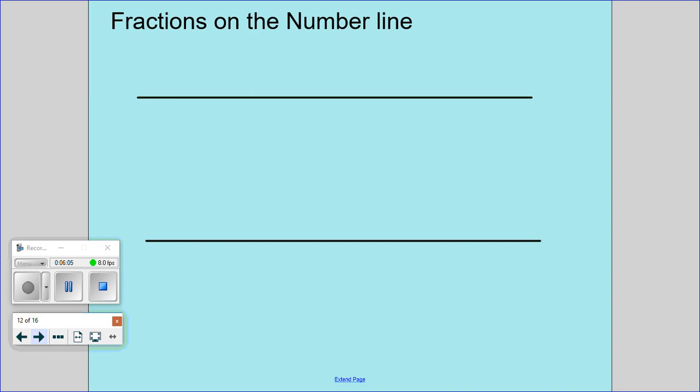Alright, so what we're going to do today is work on showing what these fractions look like on a number line. Okay, making sure we can draw a number line and represent what these look like. Does this make sense? Let me repeat this because it's been a little while since we've done some number lines.